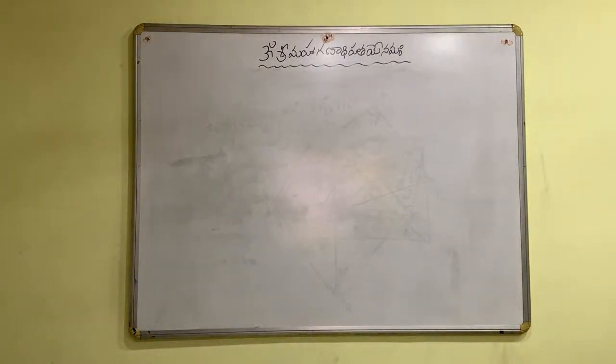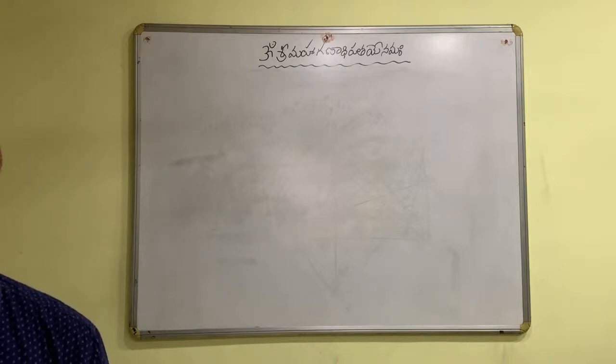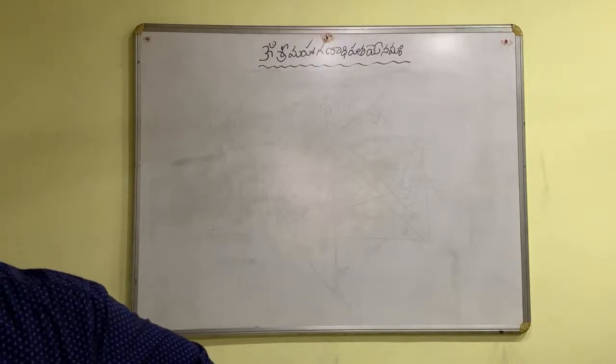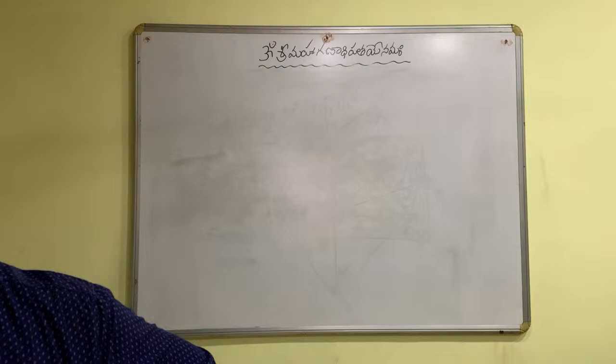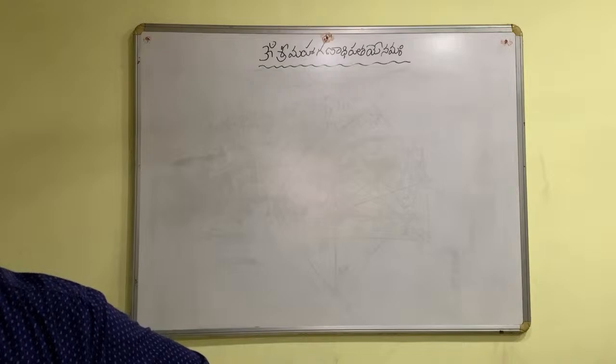Question number 12. The bisectors of any two adjacent angles of a parallelogram intersect at. Yeah, intersect at 90 degrees. Correct.